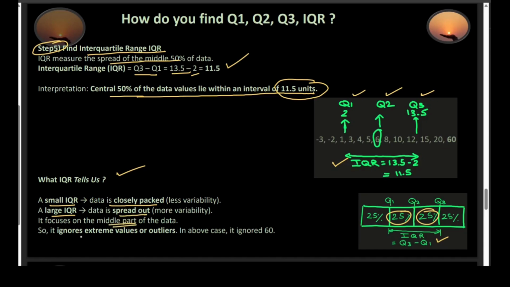It ignores extreme values. If you think about the way you find your IQR, you used value Q3 and you used value Q1. You did not use these values at all. These values were irrelevant to find that. So in other words, it is ignoring these outliers, these extreme values. In this case, it ignored -3, it ignored -2, it ignored 60, it ignored 20. You see, all these values were ignored.